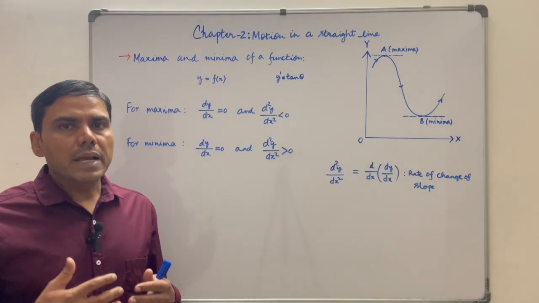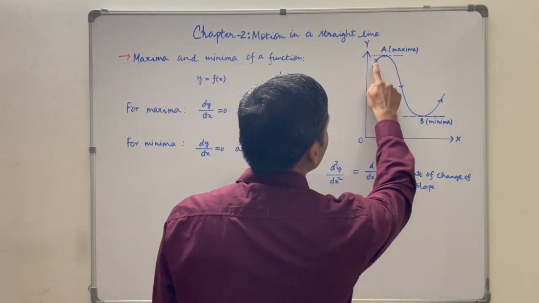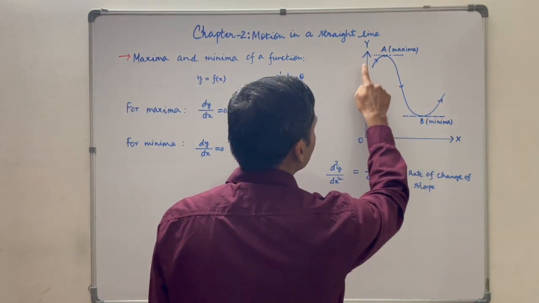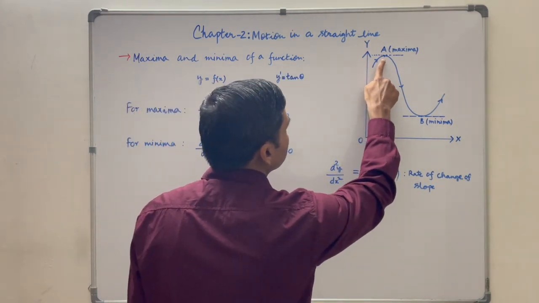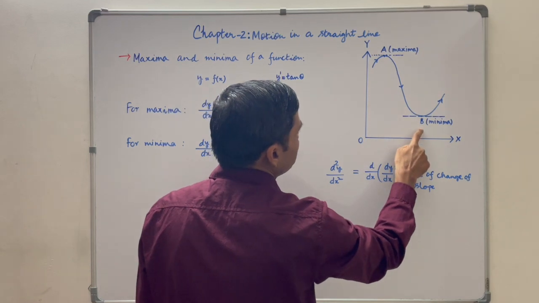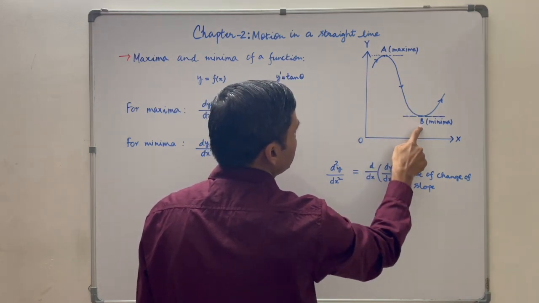Now let us see maxima and minima of a function. Consider a particle is moving along this curve in 2D Cartesian coordinate plane. At point A, it is at top, and at point B, it is at bottom. Point A is maxima and point B is minima.